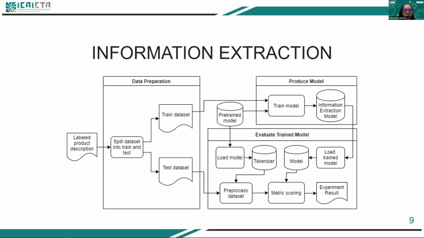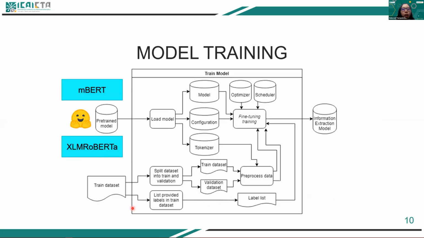The train dataset, as you can see, is split into training and validation, and then the training goes to the fine-tuning. So we will be using a fine-tuning approach, transfer learning, which tunes the last part of the models so it can be matched with the label list.